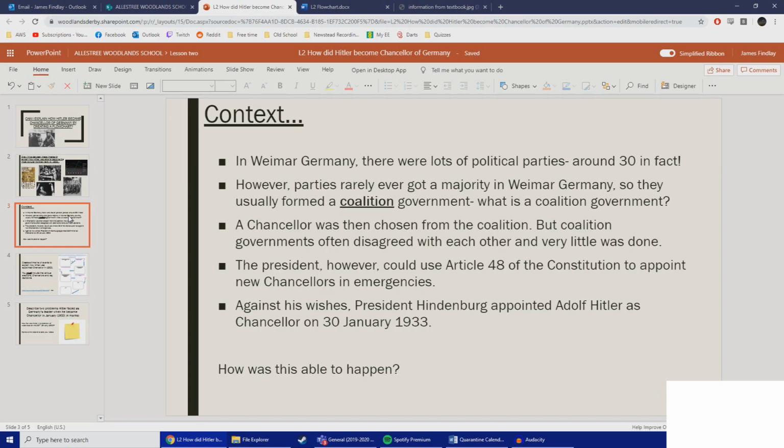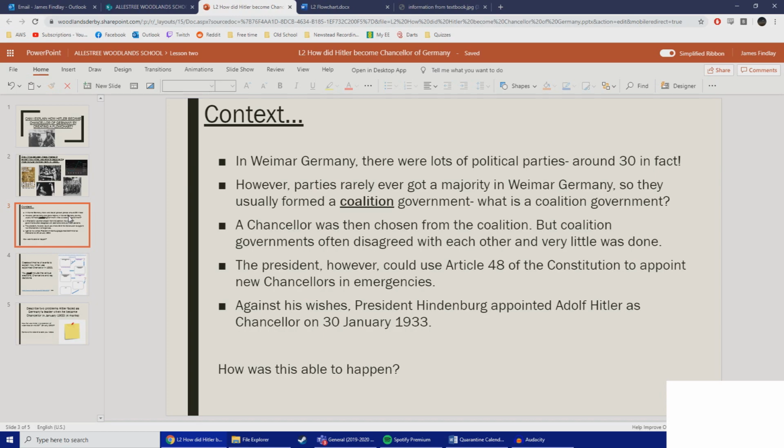And so that means it's a lot harder for parties to put through what they want to do through the House of Parliament and make the laws and all that stuff, because you're relying on someone else to also agree with you. In Germany as well, to make it even more complicated, a Chancellor, who basically ran the House of Parliament, so like our Prime Minister, is chosen from the coalition. But because coalition governments often disagreed with each other, as I said, very little was done and the Chancellor didn't have a lot of power.